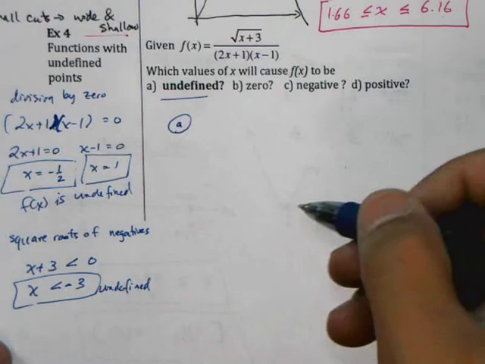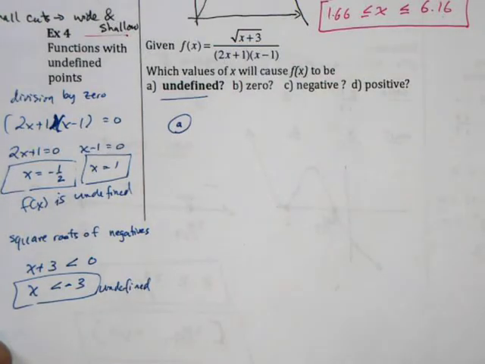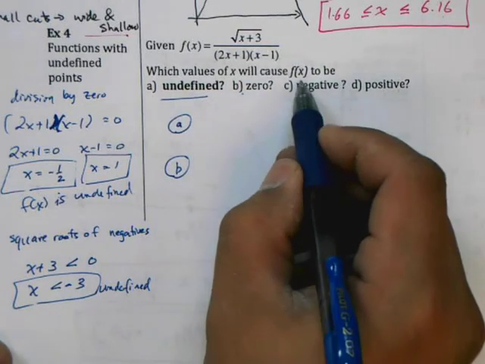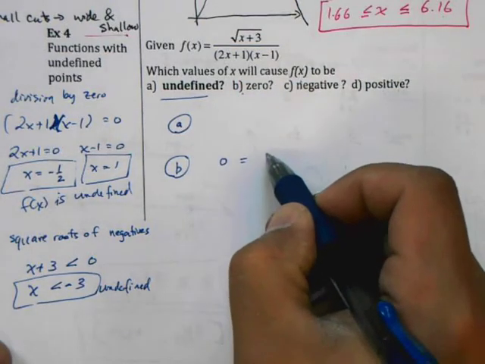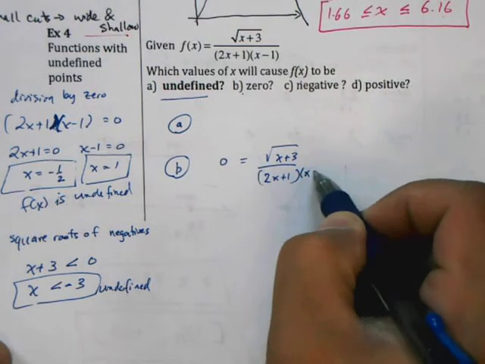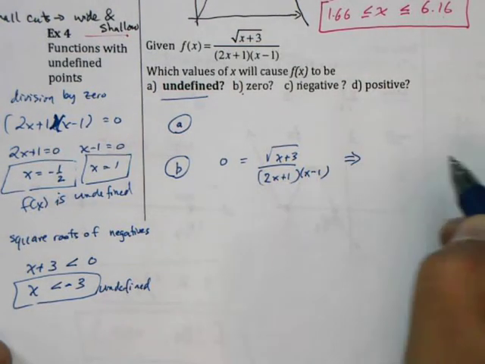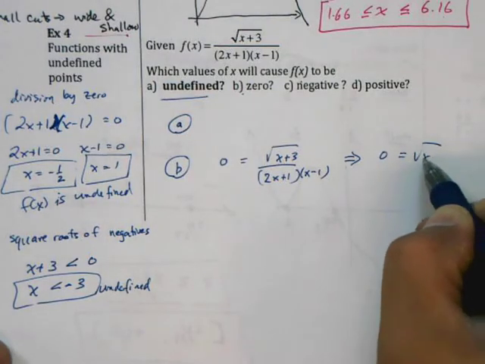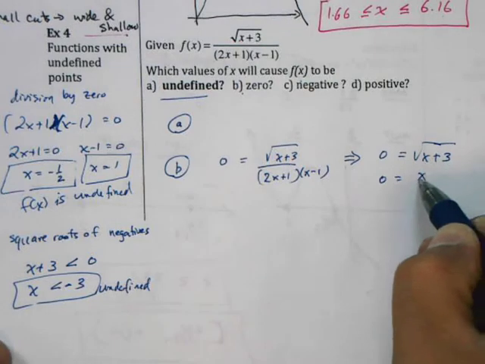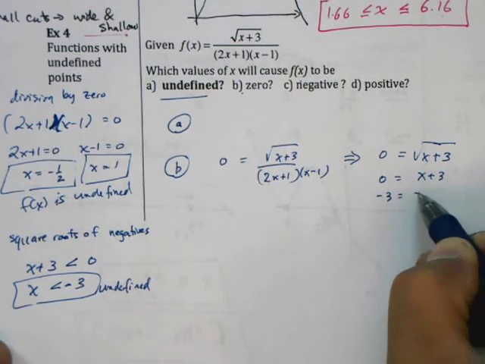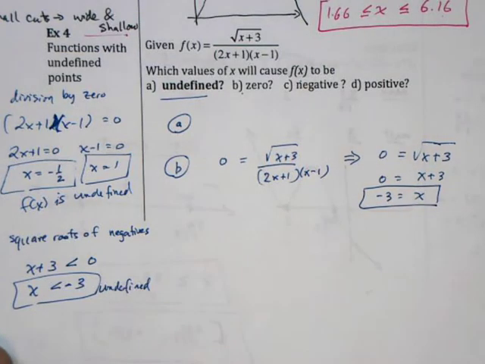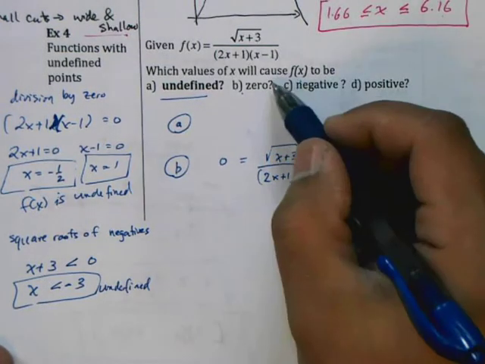Now I'm going to wait a minute before I write the final answer. What about where f of x equals 0? Well, you set the entire equation equal to 0 and solve, which leads you to 0 equals the square root of x plus 3. Square both sides: negative 3 equals x. So this is a 0. And that's about it for the 0.